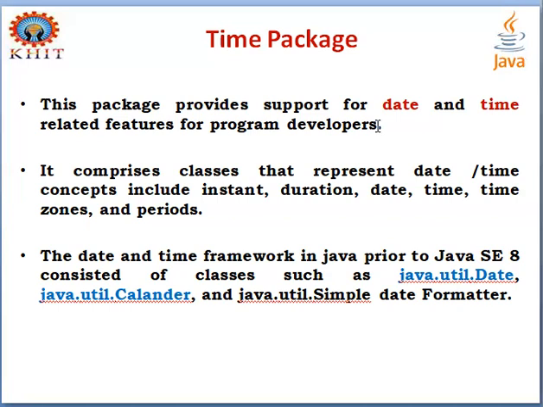The date and time framework in Java prior to Java SE 8 consisted of classes such as java.util.Date, java.util.Calendar, and java.util.SimpleDateFormat. The point here is that before Java version 8, all the features related to date and time were combined in the util package, in the names java.util.Date and java.util.Calendar. If you want to refer to the date, you can refer to java.util.Date.